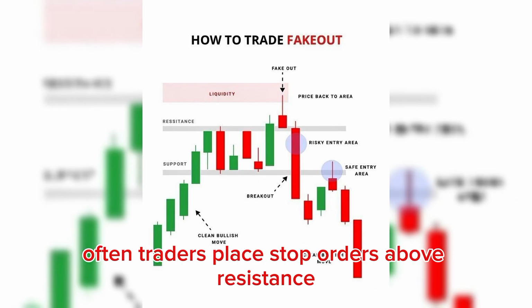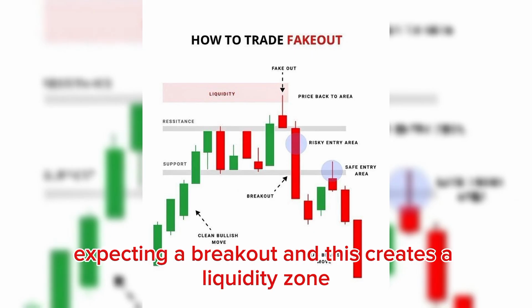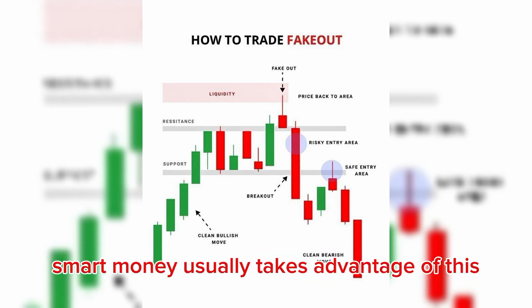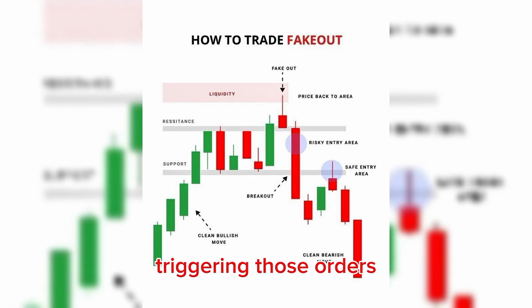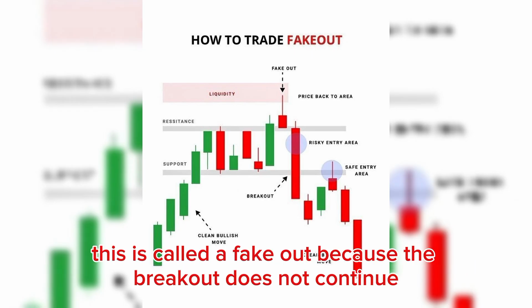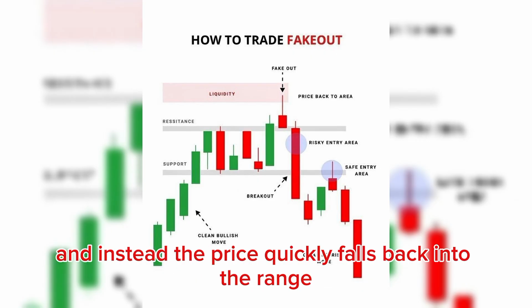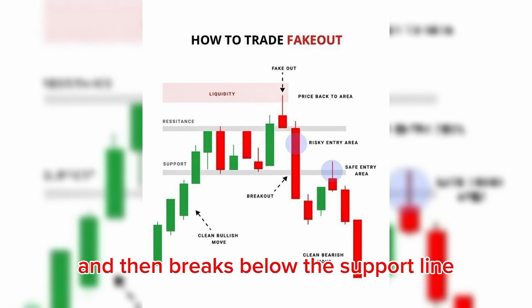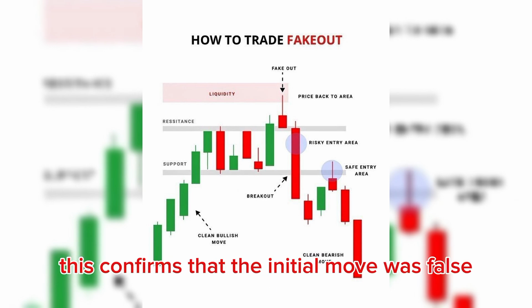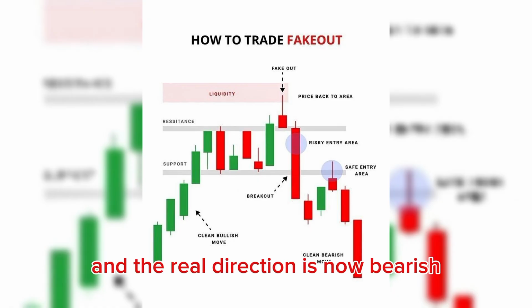Often, traders place stop orders above resistance, expecting a breakout, and this creates a liquidity zone. Smart money usually takes advantage of this by pushing the price slightly above resistance, triggering those orders. This is called a fake out because the breakout does not continue and instead the price quickly falls back into the range. After the fake out, the price returns to the resistance area and then breaks below the support line. This confirms that the initial move was false, and the real direction is now bearish.